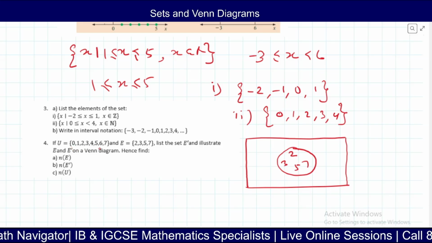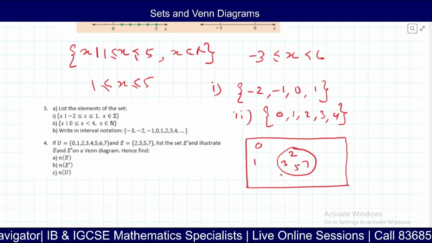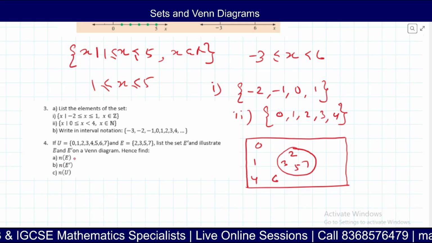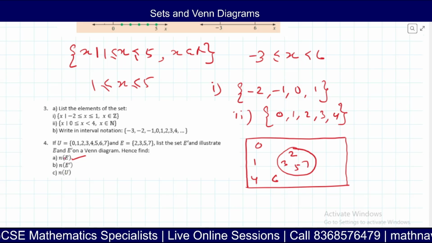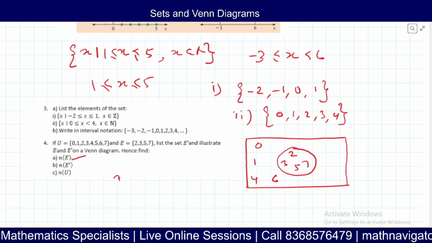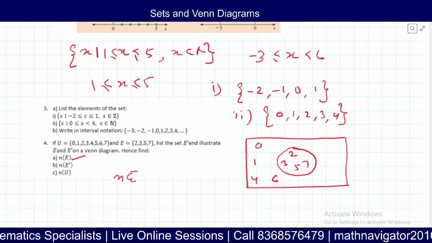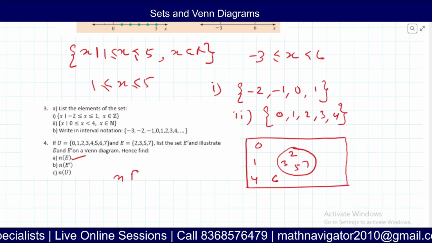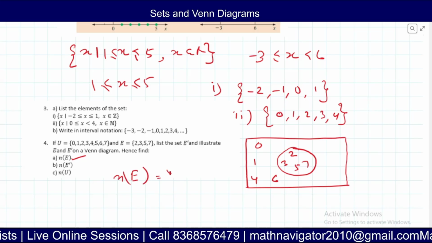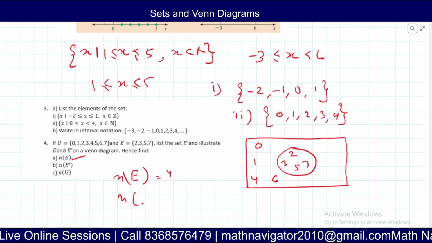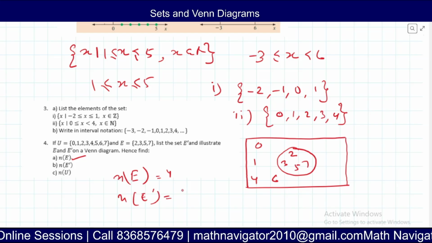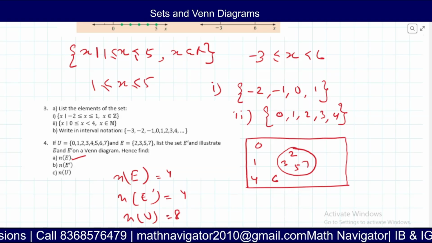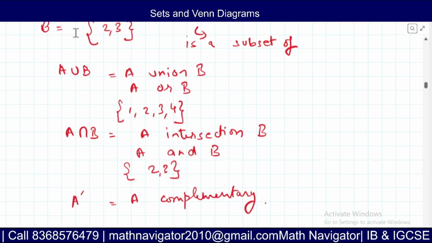And I have 0 left, 1 left, 4 left, 6 left. So basically this is read as number of elements in E. n(E) means number of elements in E. So n(E) is equal to 4. And n(E complement) is equal to again 4. And n(U) is equal to 8, because I have 8 numbers in total. Got it? Let's move to the next one.